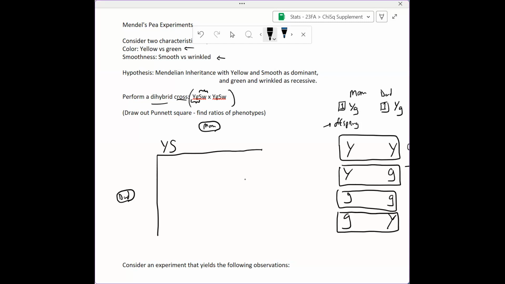It's actually a similar process to over here, where we just have chromosome 1 versus chromosome 2 almost. Mom could give yellow for color and smooth for texture. Mom could give yellow and wrinkled. Mom could give green and smooth or green and wrinkled. And then dad has the same genotype, so his results are going to be the same.